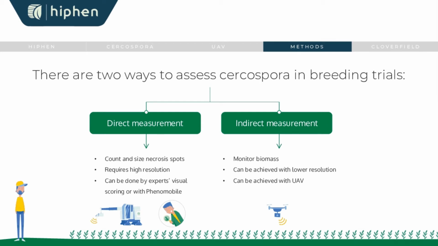Or it could be done with a phenomobile, because a phenomobile is the only equipment that can reach, given its resolution, the same level of information and the same level of details. So here we are talking about directly measuring and assessing the spots on the leaves. And the other way to do it is what we call an indirect measurement. Here we are talking about monitoring the biomass with UAV, which obviously has a lower resolution than the phenomobile.